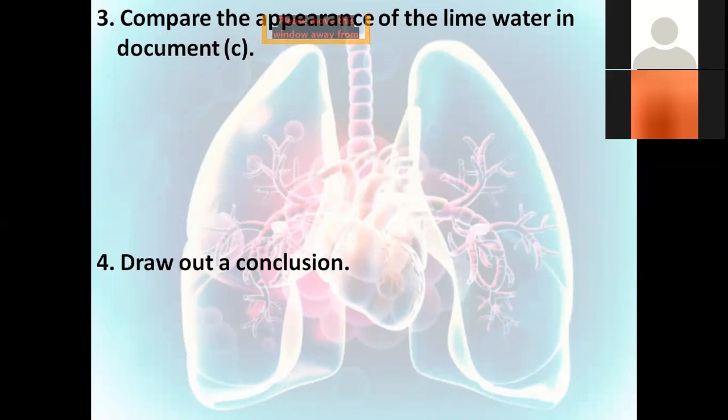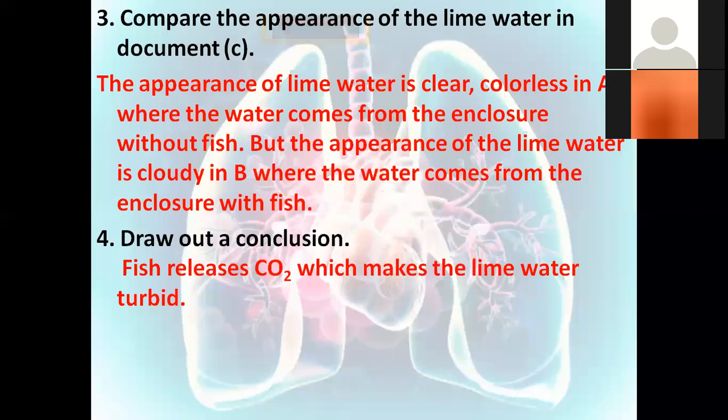So they say compare the appearance of the lime water. What is the meaning of the appearance? How did the lime water appear in document C? The appearance of lime water in document C is clear, or colorless, in beaker A, where the water comes from the enclosure without the fish. So here we don't have fish, so there is no release of CO2.